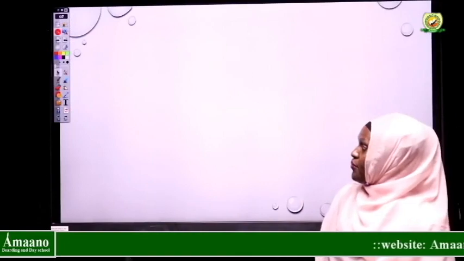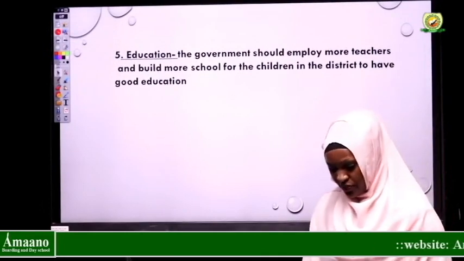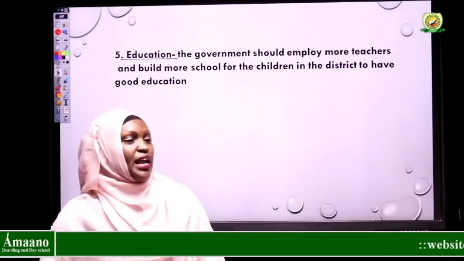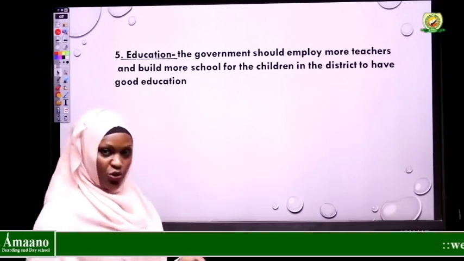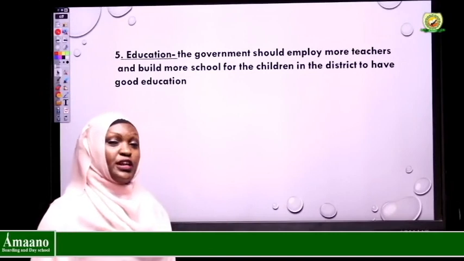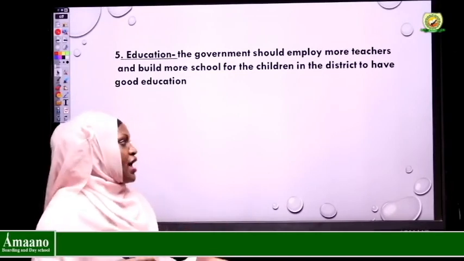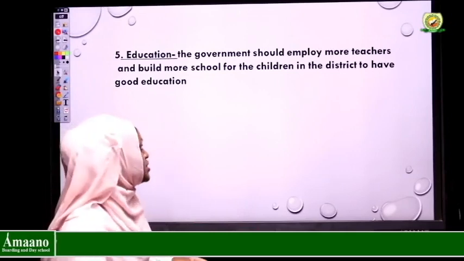Number 5, we have education. Now, you know very well in the district there are so many children who need education. You go to some schools and you find there are so many children in one school. Others are even sharing desks. We find that in one desk there are like 5 kids seated there.